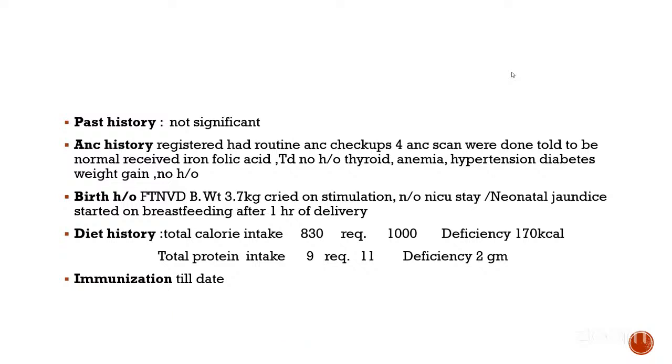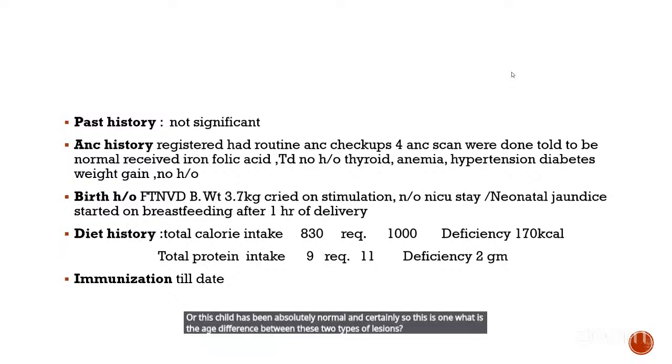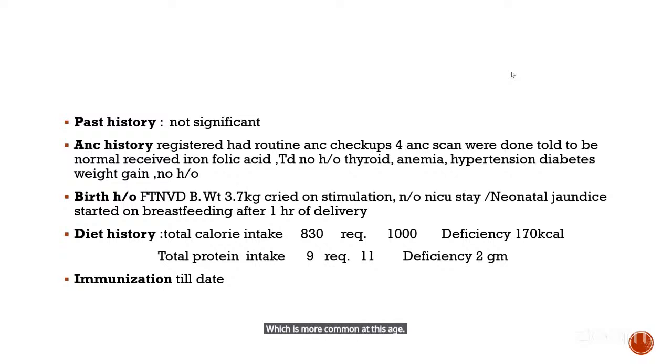The point that I want to make is at this point of time you would have asked some more questions. And what some more questions? Has there been any fever in the recent past? That might push it to say it's like an endothelial disease. Or this child has been absolutely normal and suddenly developed. What is the age difference between these two types of lesions? Which is more common at this age, endothelial or epithelial? In other words, nephrotic syndrome is more common at this age, or glomerulonephritis is common at this age. Both can occur at any age. And therefore, likely nephrotic syndrome, but not necessarily not nephritis.